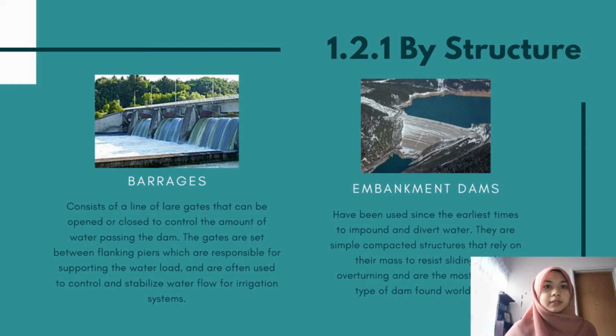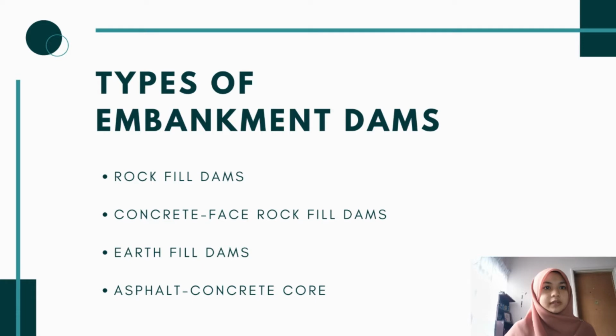And embankment dams. Earth embankments have been used since the earliest times to impound and divert water. They are simple, compact structures that rely on their mass to resist sliding and overturning and are the most common type of dam found worldwide. Modern haulage methods and developments in soil mechanics since the end of the 19th century have greatly increased the safety and life of these structures. So there are several types of embankment dams.